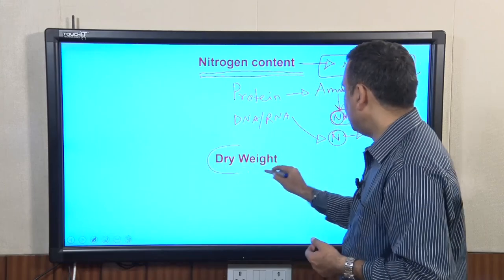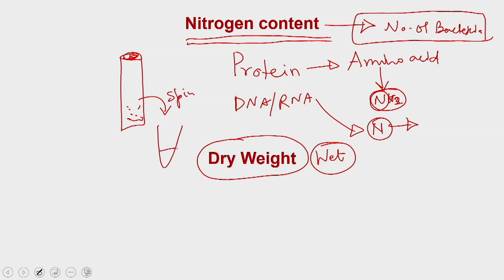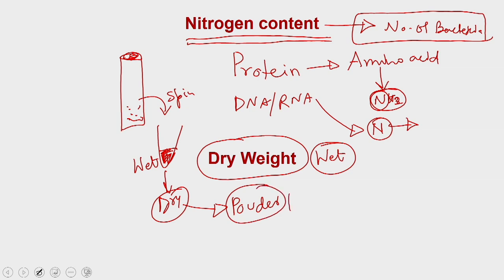Similarly, you can also do the dry weight or the wet weight. What is the difference between the wet weight and the dry weight? Suppose you are culturing the bacteria in a vial. You spin these bacteria, and it gives you a pellet of bacteria. These are the wet bacteria. Now you dry them, and that gives you a bacterial powder, which is the dry bacteria.